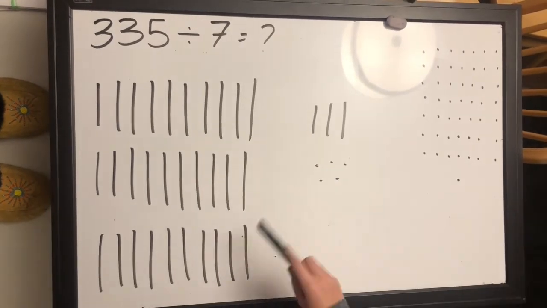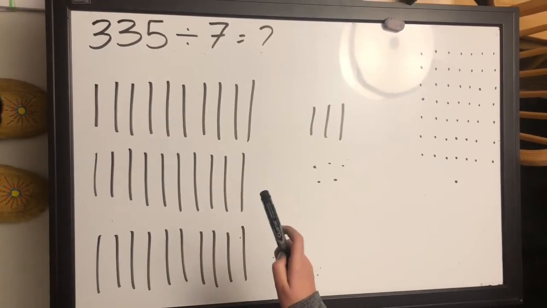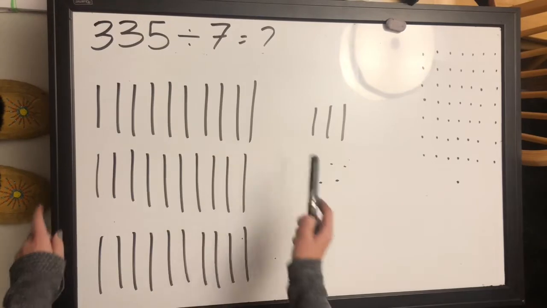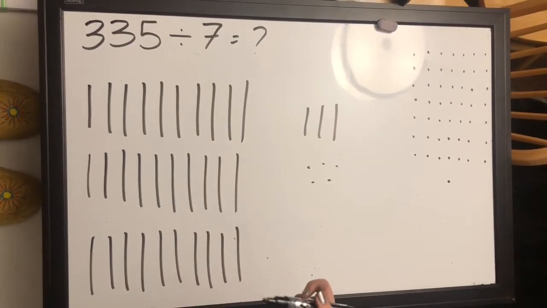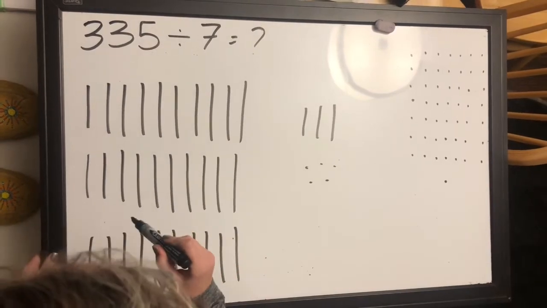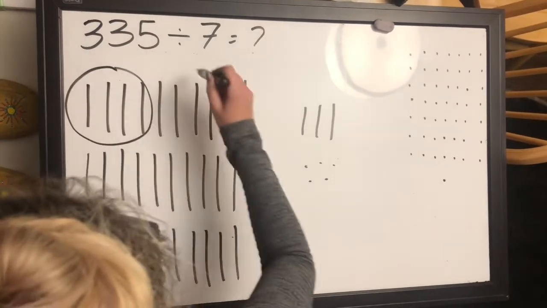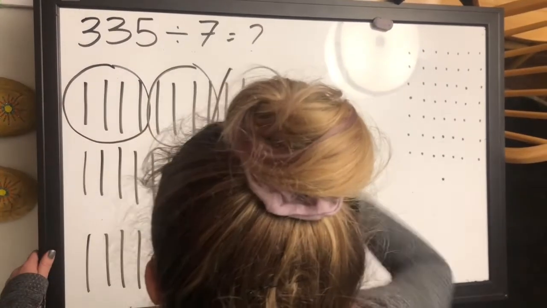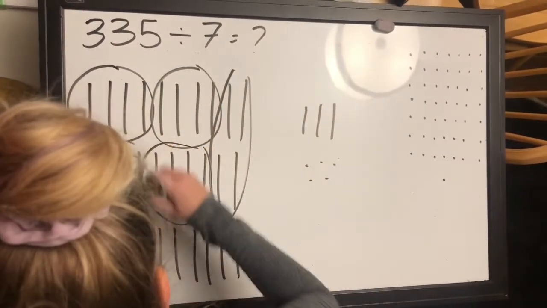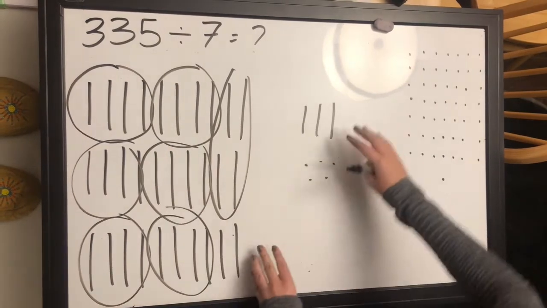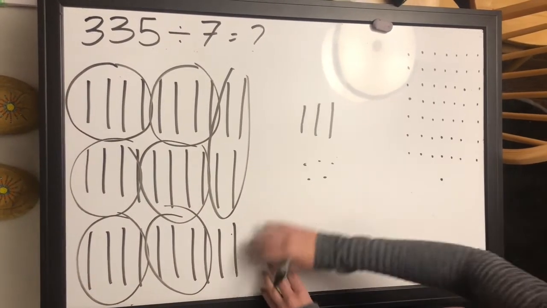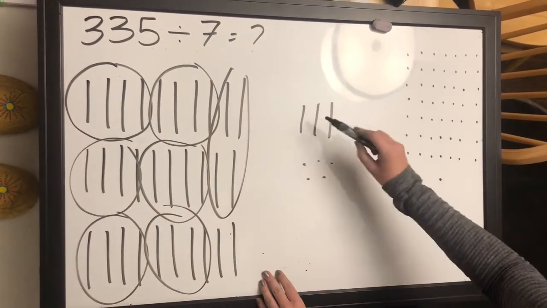I've broken up my 3 base 10 blocks of 100 into 10 groups of 10 because I know that I can't evenly share these. So what I'm going to do is I know that 280 divided by 7 is 40. So I'm going to make 7 groups of 40. Circle that. So now I have a remaining of 5 blocks here of 10 each. So 10, 20, 30, 40, 50.